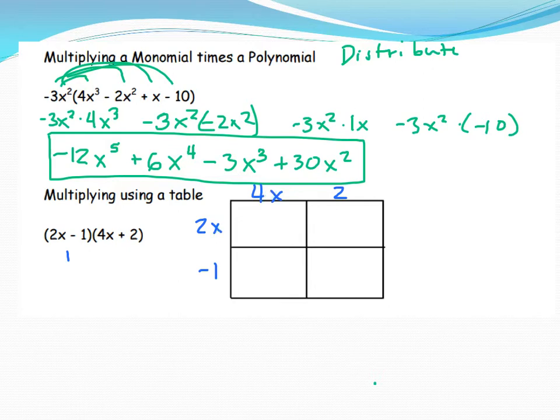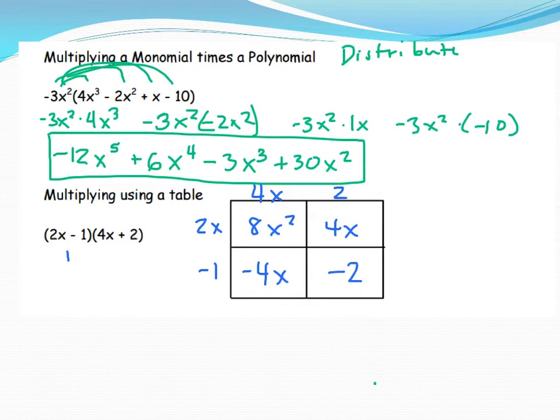So here I have 4x times 2x. What does that give me? 8x squared, since x times x is x squared. I'm just going to go across: 2x times 2 gives me 4x. Down here, in this row, I have 4x times negative 1. That's going to give me minus 4x. And then lastly, I have negative 1 times 2. That's going to give me negative 2.